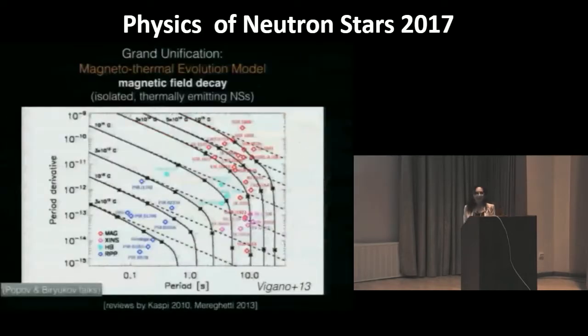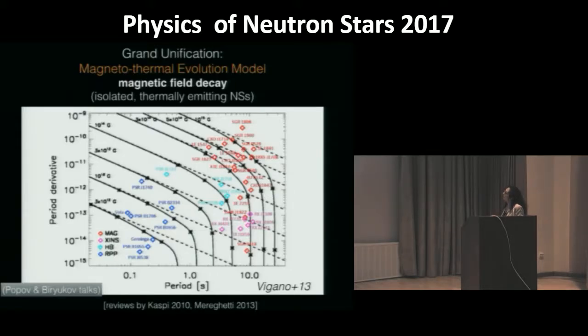So that was the highlights from the observational evidence of the diversity being blurred. Now moving to some theoretical work that attempts to unify the subclasses of neutron stars. This is a plot resulting from great work by Viganò et al., which attempts to unify the different subclasses here: magnetars, the X-ray dim isolated neutron stars, which we'll hear about later today, high B radio pulsars, and rotation-powered pulsars, using a magnetothermal evolution model.